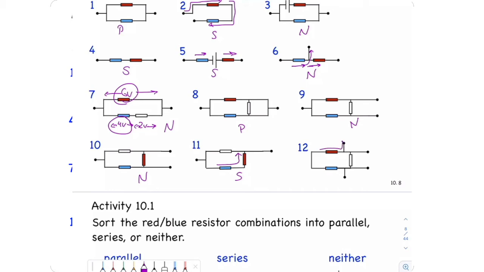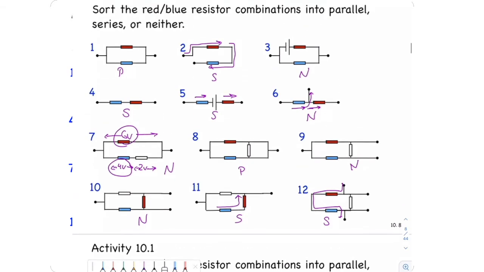These are in series. It's just that the current through one has to equal the current through the other. And so what I want you to take away from this is really applying those rules. If the current through two resistors is the same, they're in series. If the voltage across them is the same, they're in parallel.